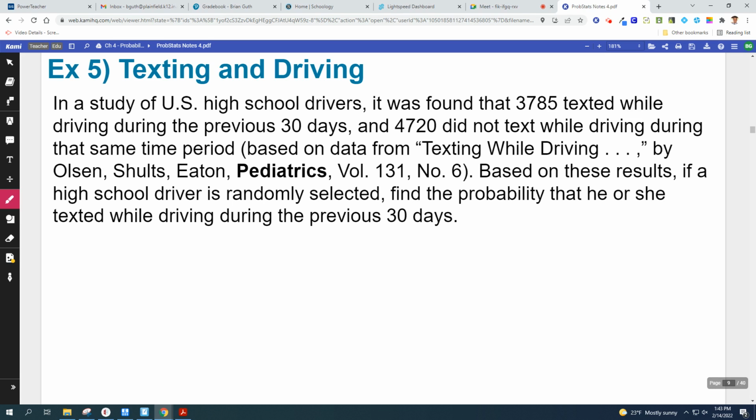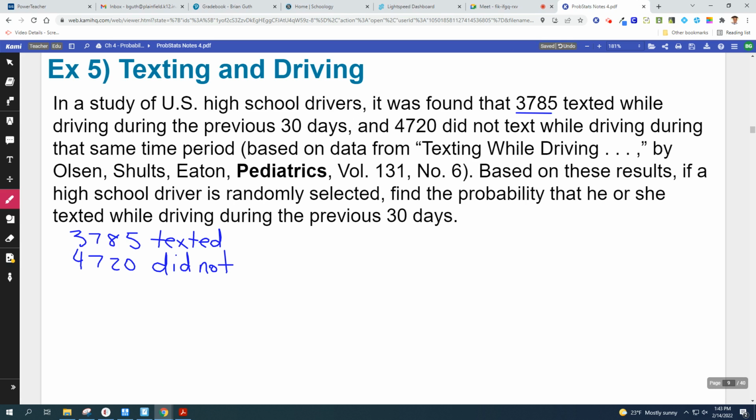So I think they're saying you've got 2 numbers here. Don't just hurry up and make a fraction out of those 2 numbers and say that's the probability. Probability has to be part over total. So you've got to really think about what the numbers are saying. This is saying 3785 texted and 4720 did not.